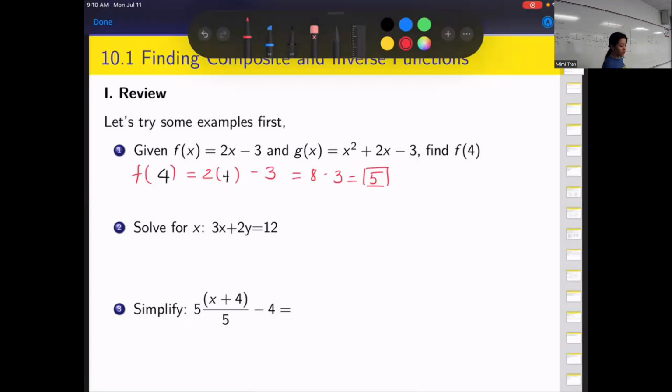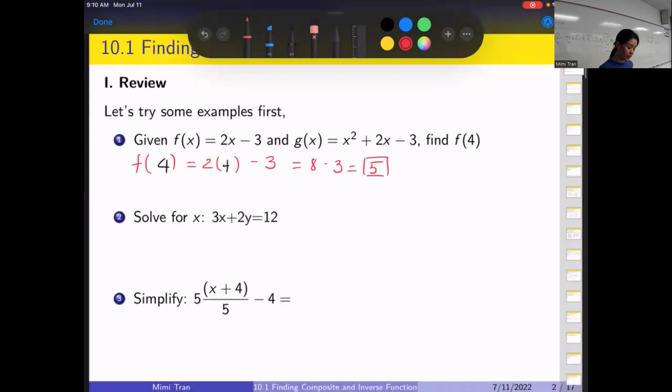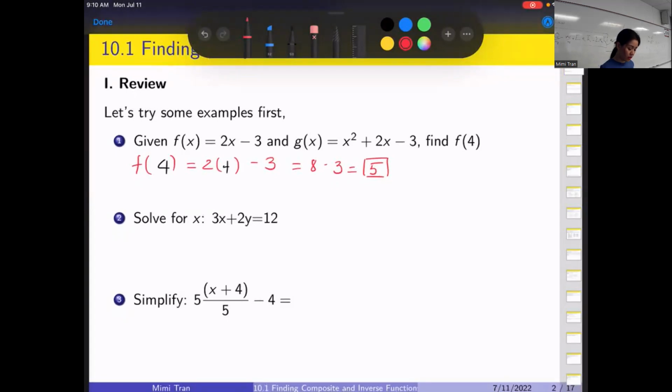Okay, that's old stuff. I think back in exam 1. Solve for x, meaning I want x isolated. So first things first, what should I do? Subtract the 2y, right? Subtract the 2y, subtract 2y.